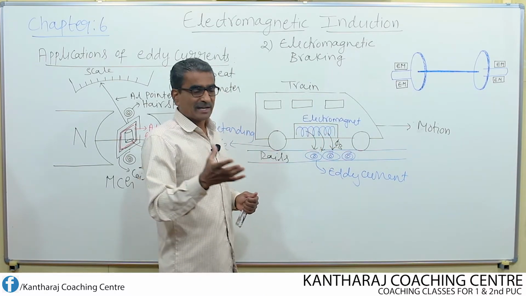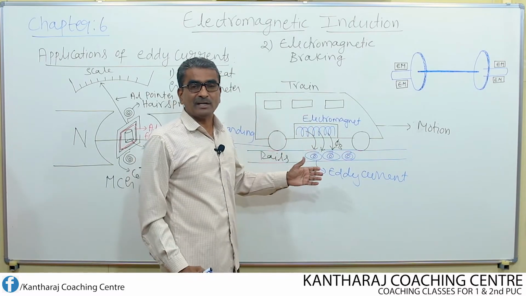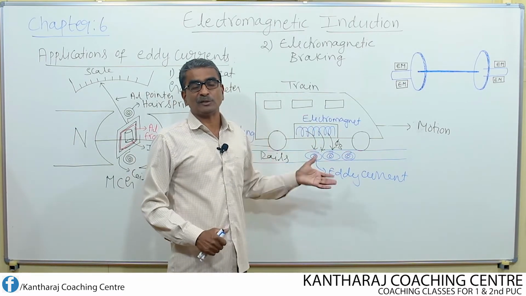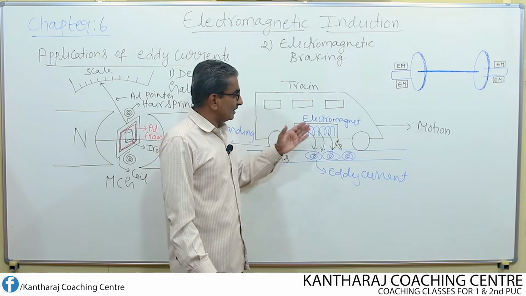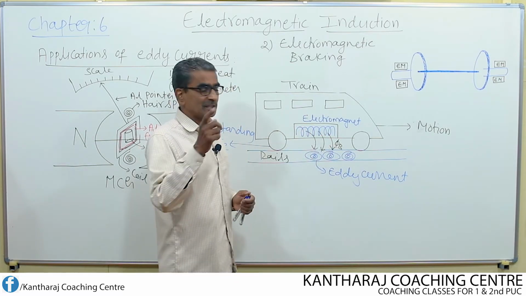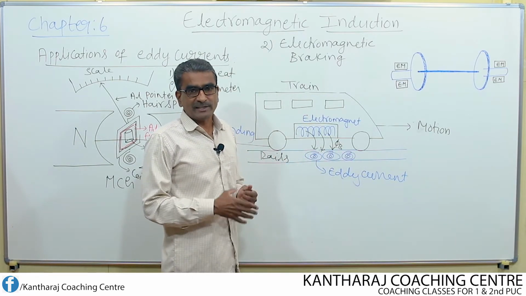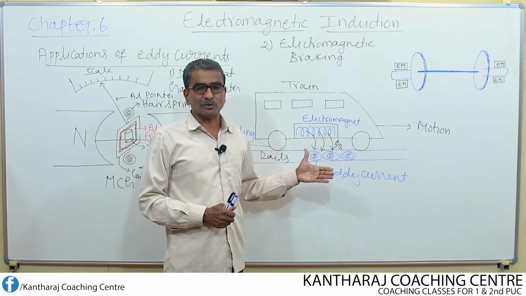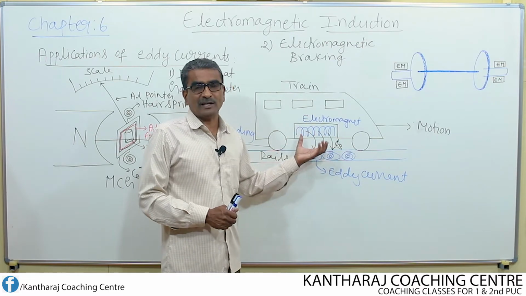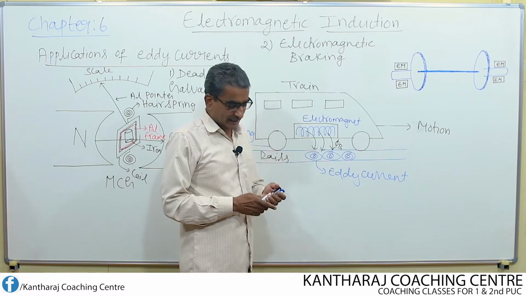If there is some mechanical connection between the braking system and the rail, definitely a large amount of heat is produced. Such a large amount of heat is not at all produced here. If at all heat is produced, then it will be because of eddy current itself. So hence the braking action becomes smooth by means of this electromagnetic braking system. So this is one of the applications of eddy current.